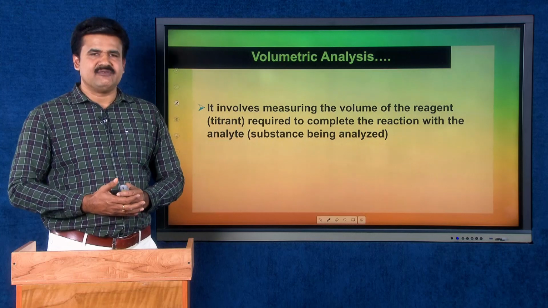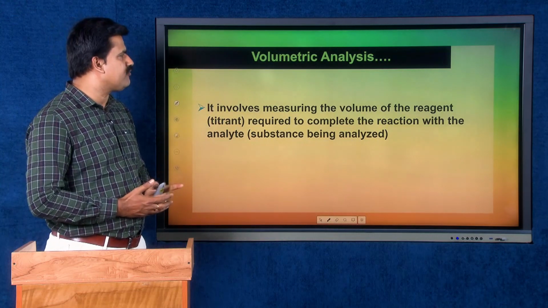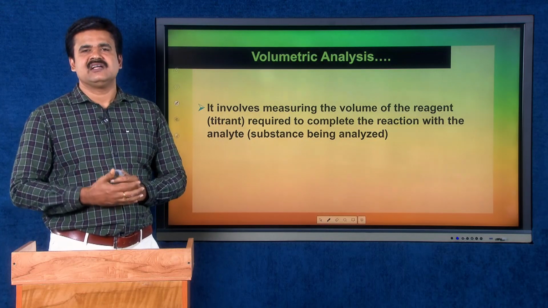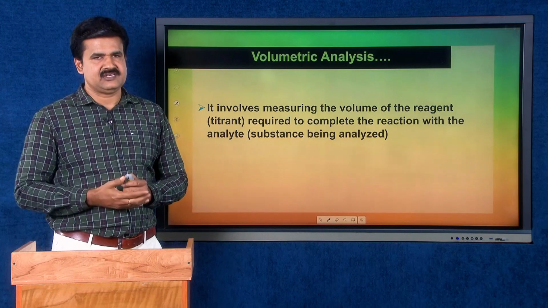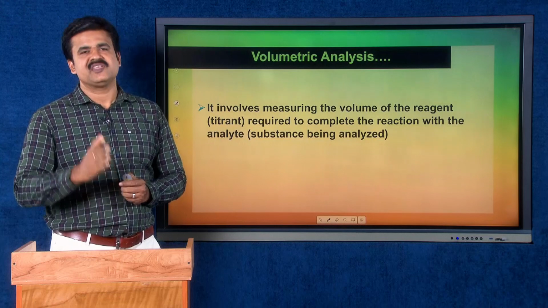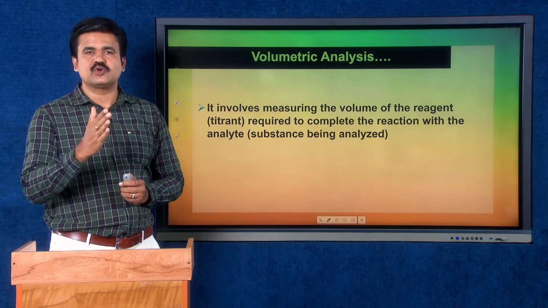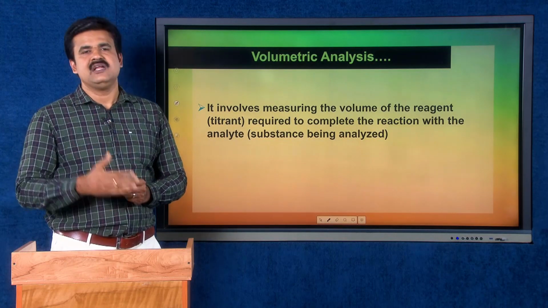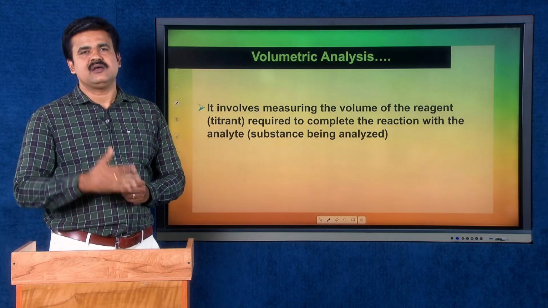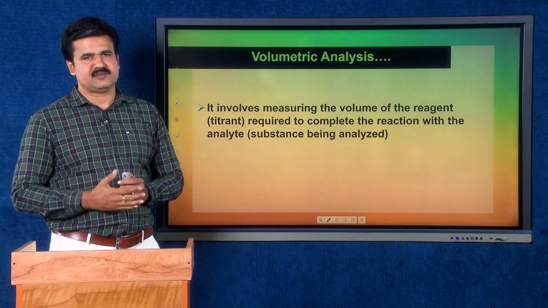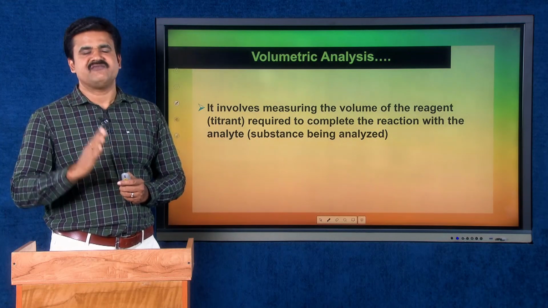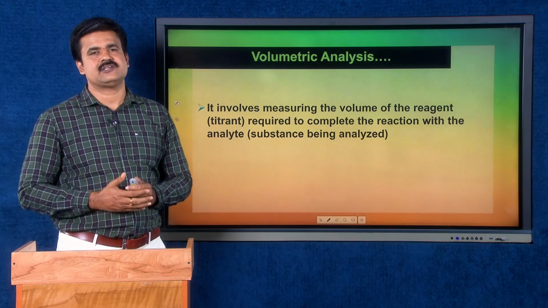Volumetric analysis involves measuring the volume of the reagent, known as the titrant, required to complete the reaction with the analyte. The analyte means the substance being analyzed. So, in volumetric analysis, there are two types of substance as I just mentioned. They are the titrant and the analyte. Analyte is the material whose concentration is to be determined. And the titrant is the material with exactly known concentration.